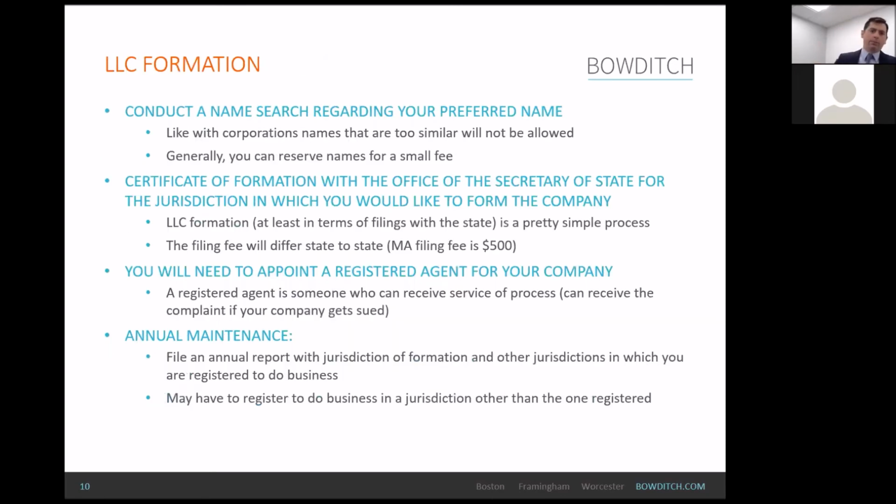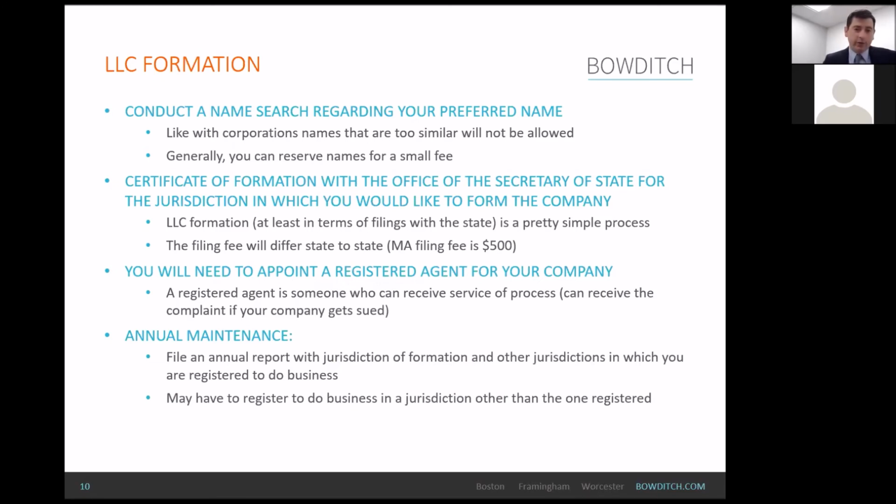So there you go. As I mentioned, the name search, filing the LLC, it's going to be a certificate of formation for $500. You're going to need to appoint a registered agent again for that particular jurisdiction. And again, that's just somebody who can receive service of process in the event that the company gets sued.